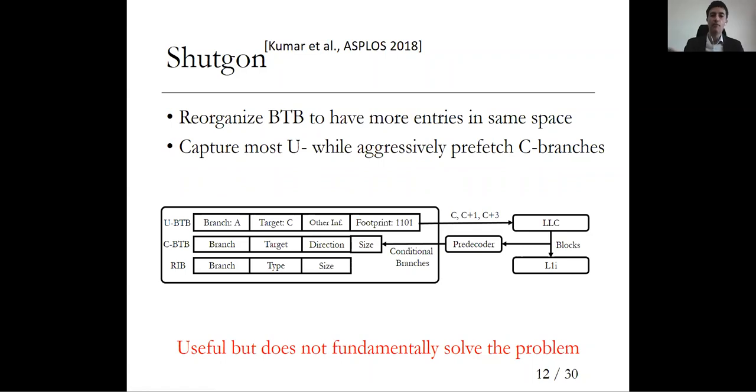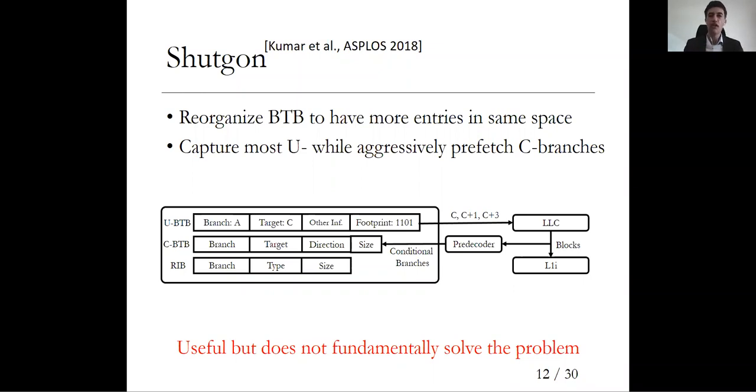Instead, they aggressively prefetch into CBTB, and they decided to have a separate structure for return instructions, because the target of a return instruction doesn't come from the BTB itself, it comes from the RAS, the return address stack, and so we don't need to store the target of the return instruction in the BTB, so we can save space. This type of BTB can hold more branches with the same storage capacity. And due to this reason, Shotgun can perform better as compared to Boomerang.